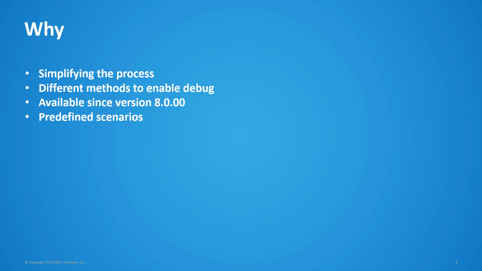based on problem scenarios. When talking about capturing debug, we have different methods to enable this, like the command line, ctl, utilities, etc. The feature we are discussing in this video is available since version 8 and helps to automate the process of enabling, disabling, and retrieving debug in the different components involved, based on the predefined scenarios within the product.